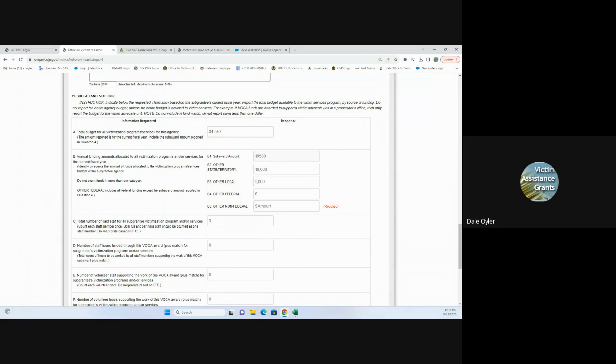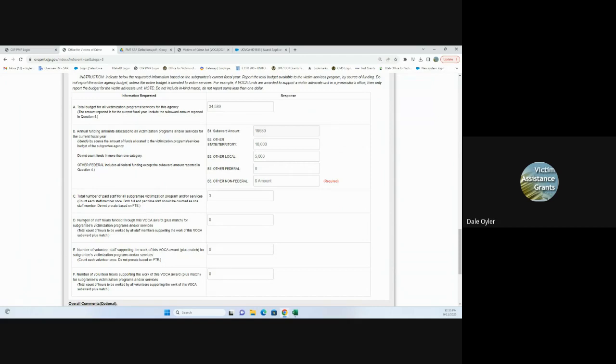C is a little bit tricky because it's the total number of paid staff for the victimization program. So you might only have one person on your VOCA award, but you have 2 other people that work there, or some agencies have a lot, especially some of the nonprofits that we have. So you might only have 5 or 6 on your VOCA award, but you might have 20 people working for them. So for this one, we just entered 3.